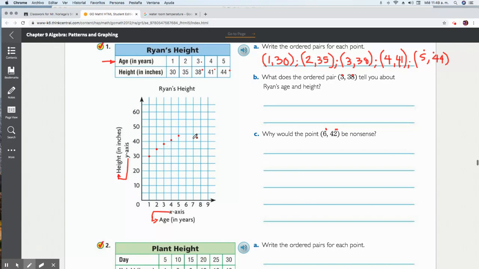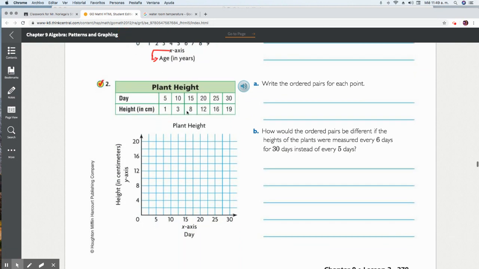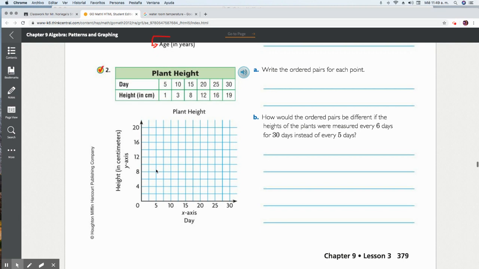Okay, all right. Number 2. Again, we're going to take this information from the table to write ordered pairs for each point. To find which number goes first, we need to find what label is on our x-axis and what label is used for our y-axis. The label used for the x-axis is day, and the label used for the y-axis is the height in centimeters. So we're talking about the height of a plant now.